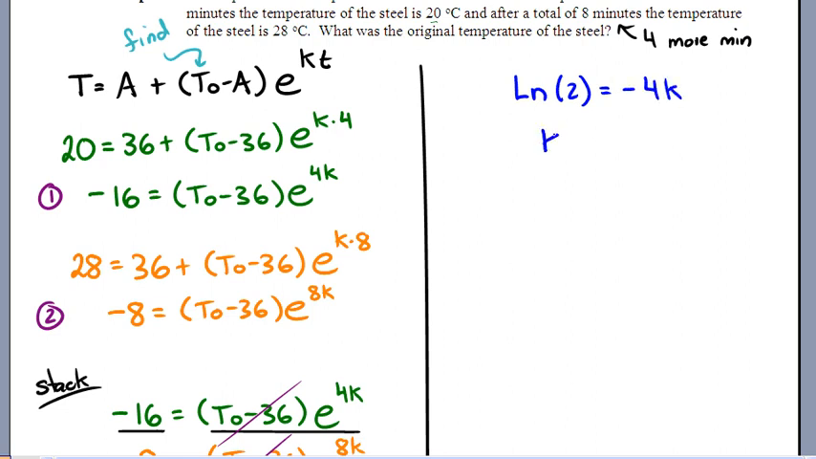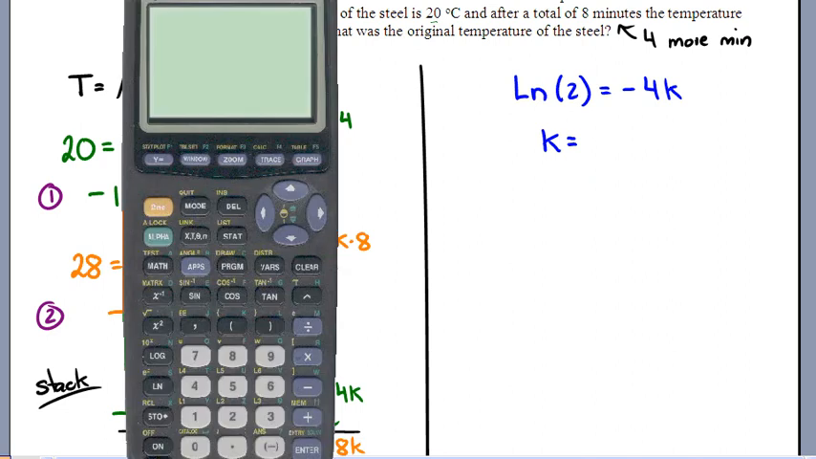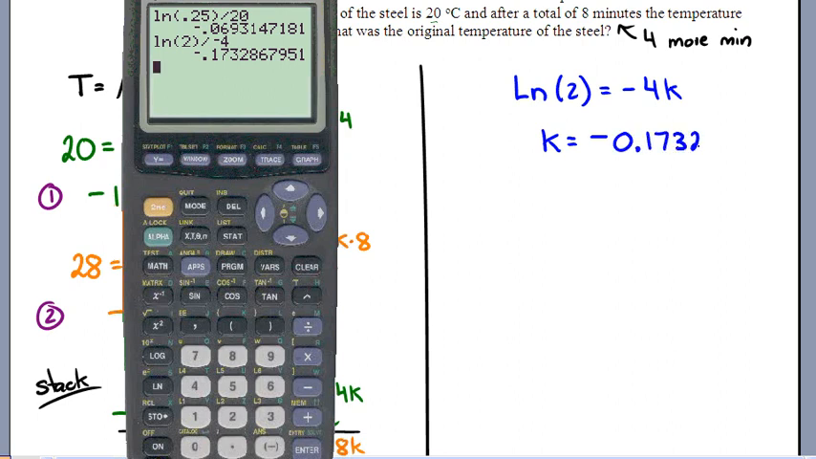All right, a little division, and I'll at least know what k is. So ln of 2 divided by this negative 4. Okay, got it. The k is negative 0.1732. I'd probably save that number into my calculator if I needed to use it again, and I do. The units would actually be upside down minutes in this story. It's always an upside down time.